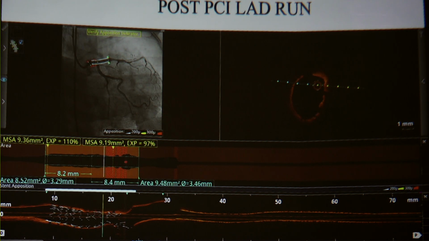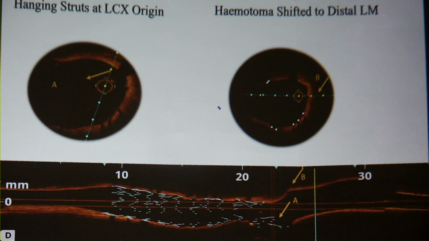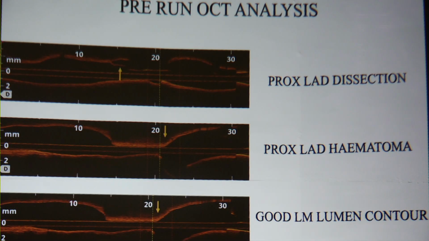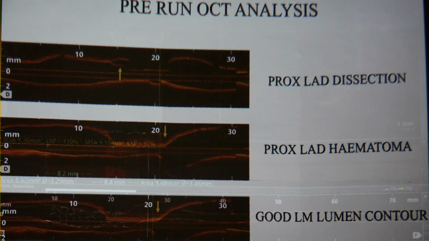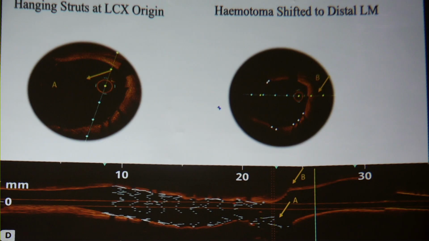I'll show you, you'll see here the intramural hematoma. Can you see this? I'll show you in the next slide. So there was a shift of hematoma. Can you see? So this was the hematoma. Now we are trying to nail the ostium. It was not dilated. We post-dilated it, and this is what happened. Can you see the hematoma behind that? Yeah. So what will you do now?